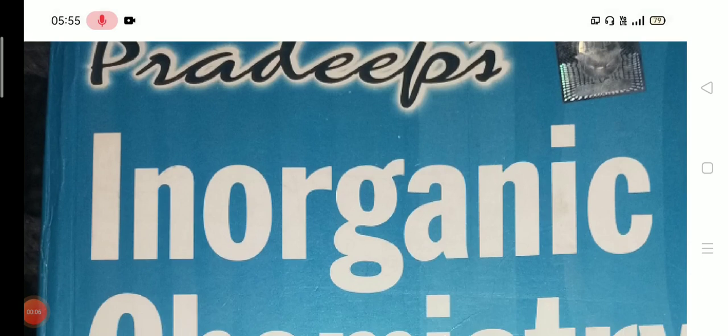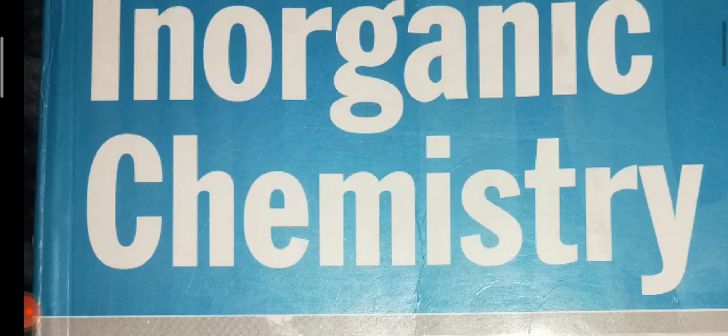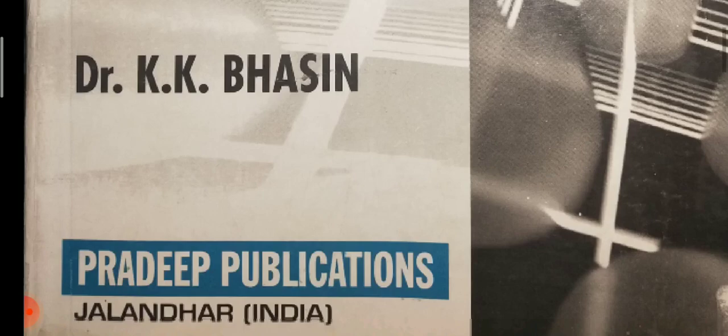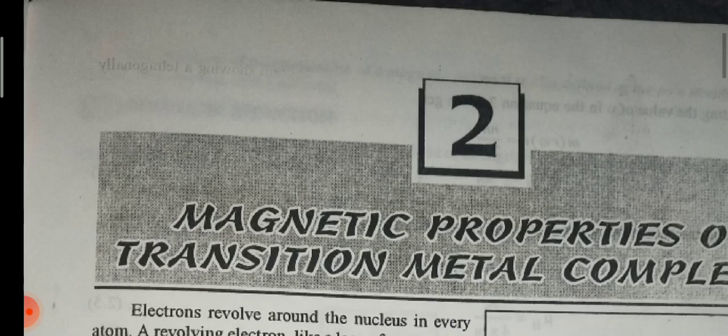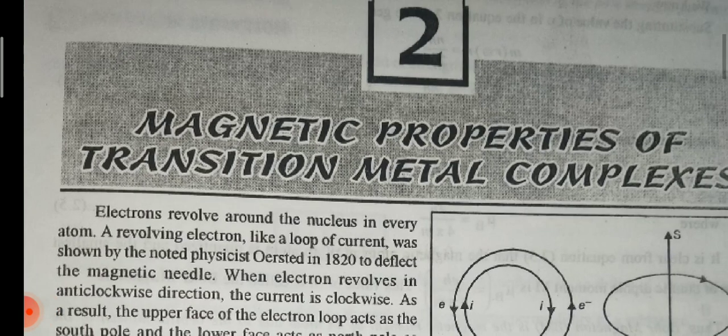Today's chapter is from Pradeep's Inorganic Chemistry book by Dr. K.K. Bhasin: Magnetic properties of transition metal complexes.